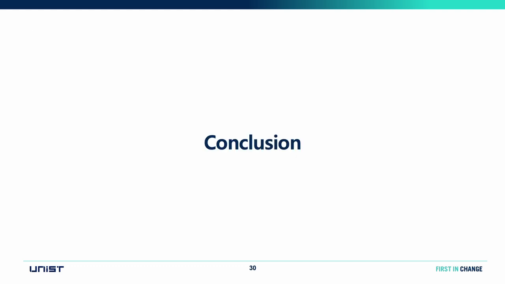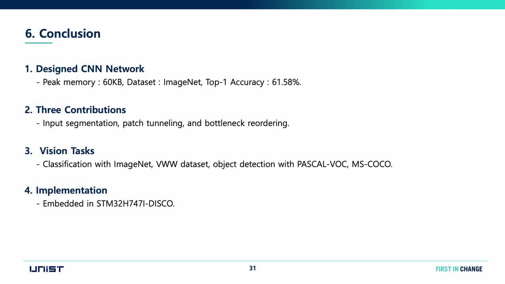And now, conclusion. So, in conclusion, we have made a network that is memory efficient, with a minimum of 60 kilobytes of peak memory, and with the ImageNet dataset reaching up to 61.58% accuracy. We have achieved low memory usage while maintaining strong performance, comparable to a state-of-the-art CNN model, which is MCUNet.